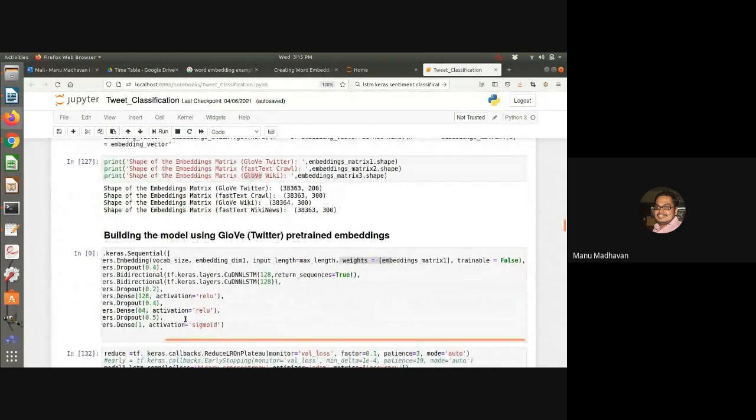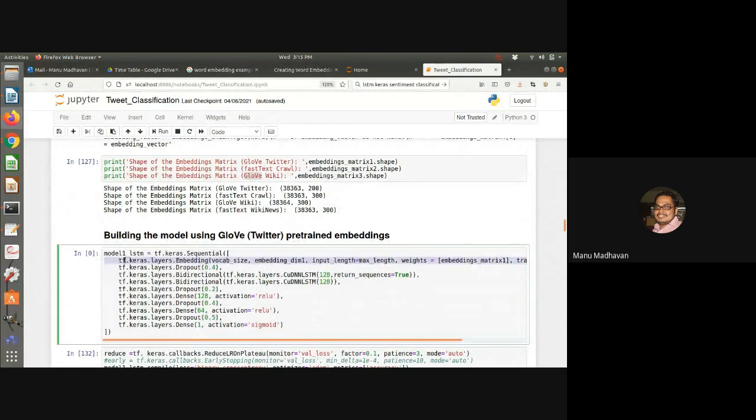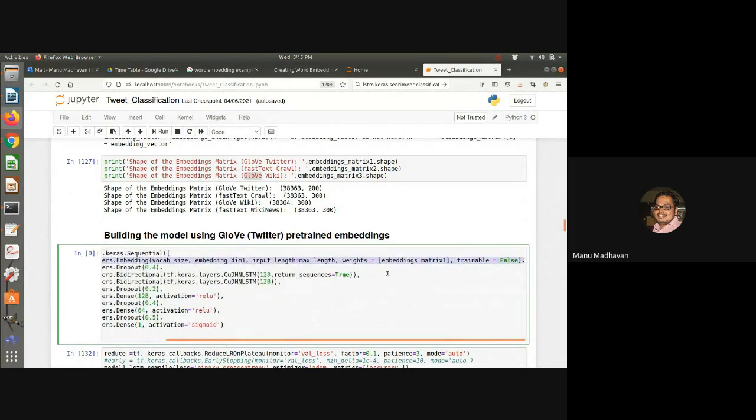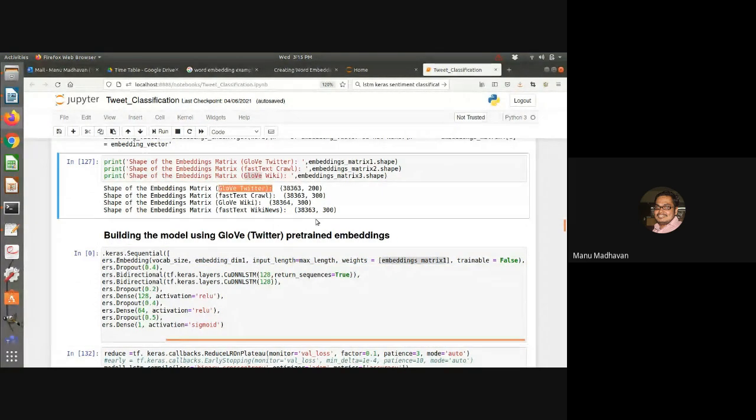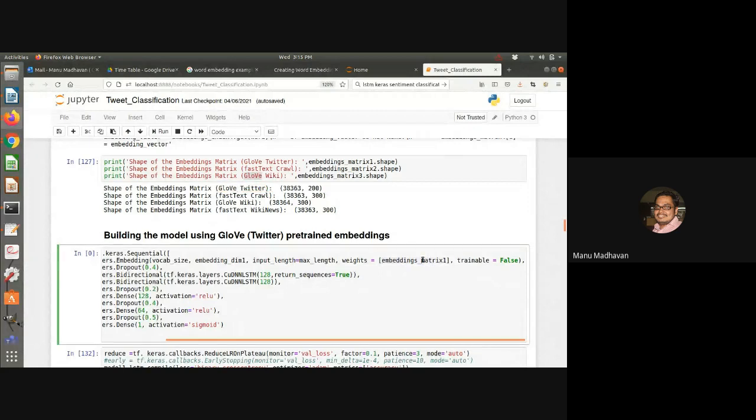Then when we define an embedding layer in Keras, we can specify that we are using embedding matrix one, so we are using GloVe on Twitter to work with this data. And we set trainable to false. That indicates that this layer need not be trained on our data set. We are simply using a pre-trained layer, so we make trainable equal to false.